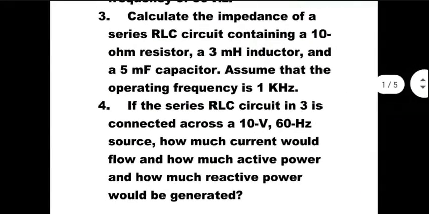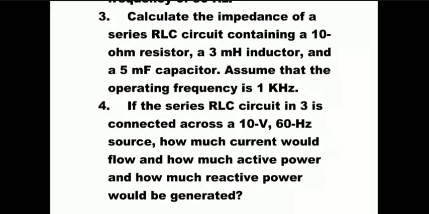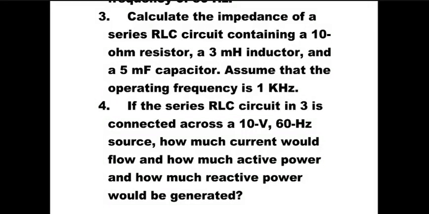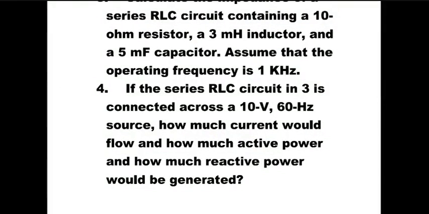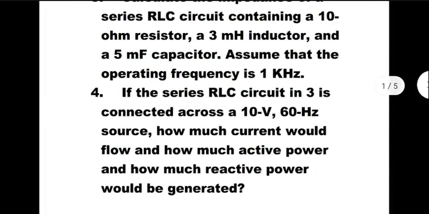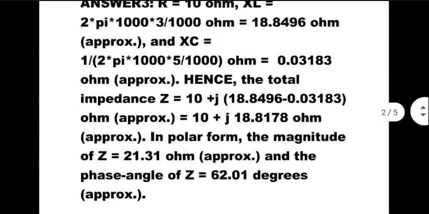Now, the last question in this exercise is, if this series circuit is connected across a 10 volt 60 hertz source. 10 volt is RMS value by default. And by the way, frequency is not 1 kilohertz in example 4. It is now 60 hertz. How much current would flow and how much active power and how much reactive power would be generated? This is a very good question. Other questions are just background for this. You have to calculate the impedance of the circuit first at 60 hertz. I'll give you the solution.